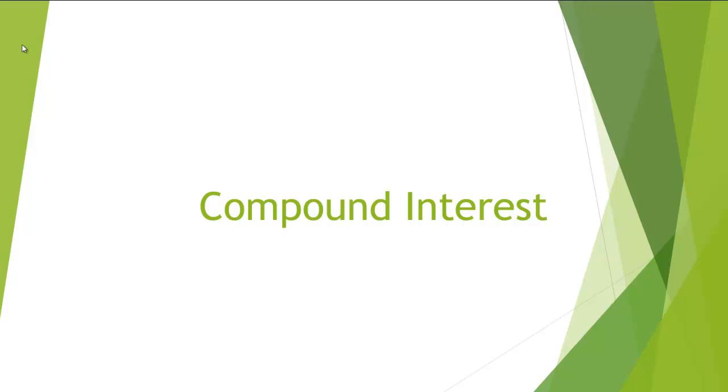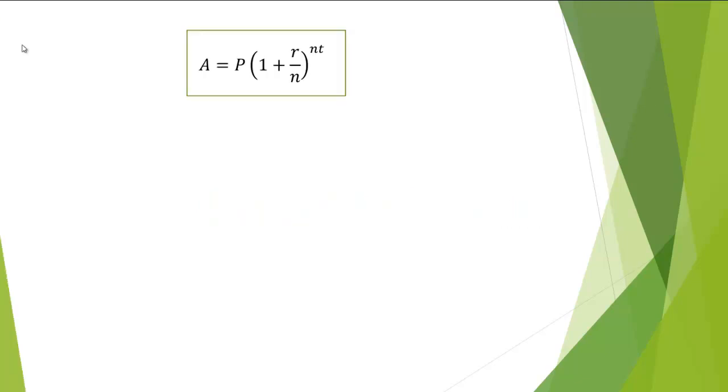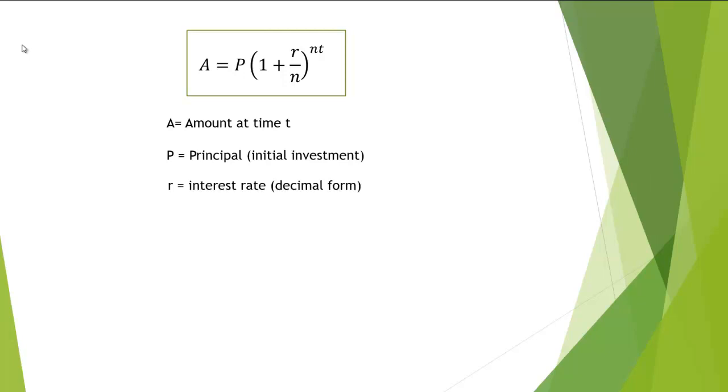In this video, we'll take a look at compound interest. Here's the compound interest formula. A is equal to P times the quantity 1 plus R divided by N, raised to the power N times T, where A is the amount in the account at time T, P is the principal, which is your initial investment, R is the interest rate, which, used in the mathematical calculation, should be in decimal form.